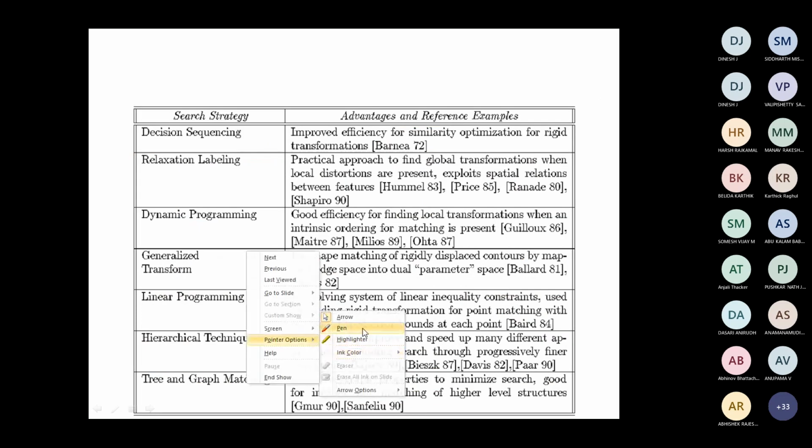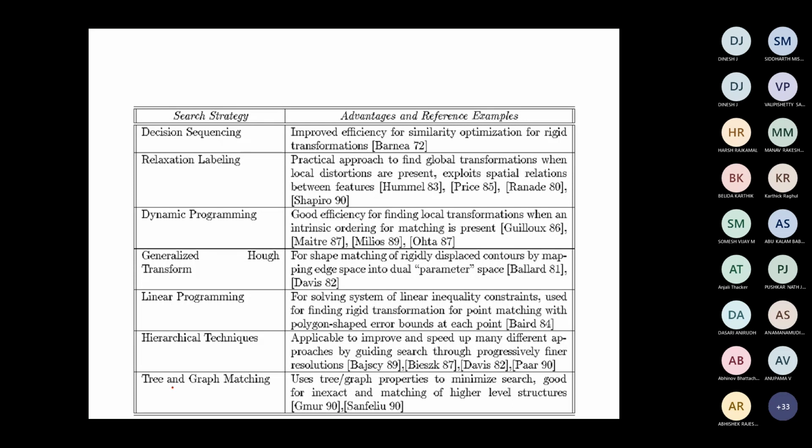Then, search strategies: we can have a lot of search strategies. One is decision sequencing. Improved efficiency we will get for a similarity optimization for reduced transforms. So this is the reference. And relaxation labeling is a practical approach to find global transformations when local distortions are present, and it exploits the spatial relationship between the features. These are the references for relaxation labeling. Dynamic programming we can also use for searching. It has good efficiency for finding local transformations when an intrinsic order for matching is present. So these are the references you can go and search.